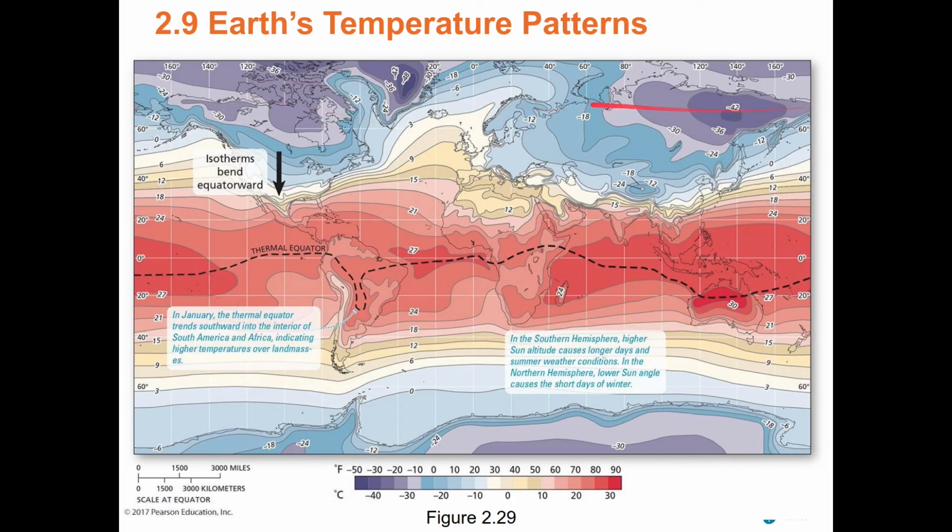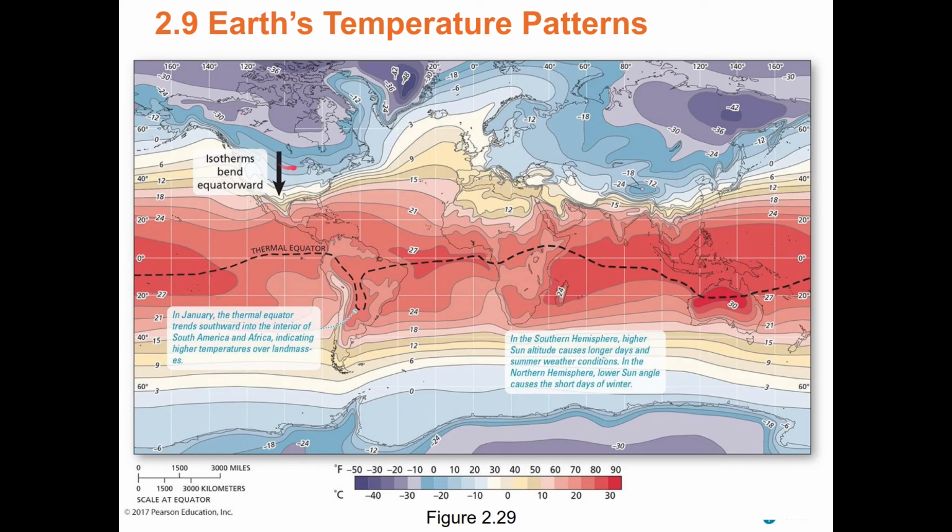The northern hemisphere is colder, and there's greater temperature change over the land than over the water. So 27 degrees Celsius, 27 degrees Celsius, negative 42, negative 36. And you can see that the thermal equator in the ocean is close to the equator. Over the land, it's dipped down a bunch.